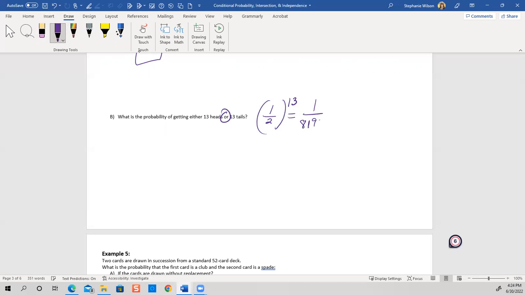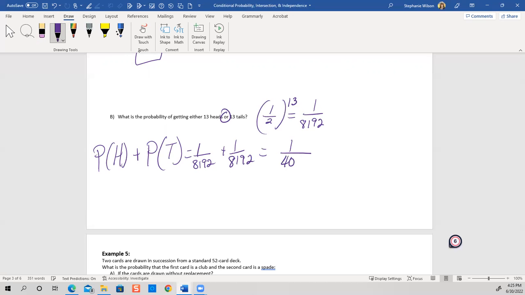And I get 1 over 8192. Okay. And now we want to know the probability of heads being flipped 13 times plus the probability of tails being flipped 13 times. So I'm going to add these two together. And I get 1 over 4,096. That's that probability.